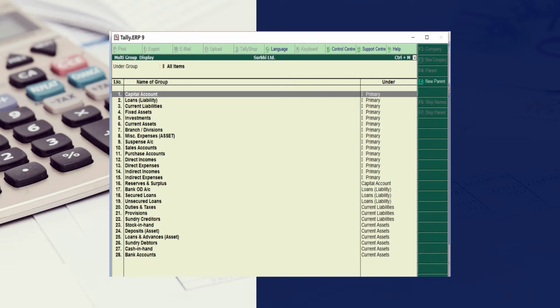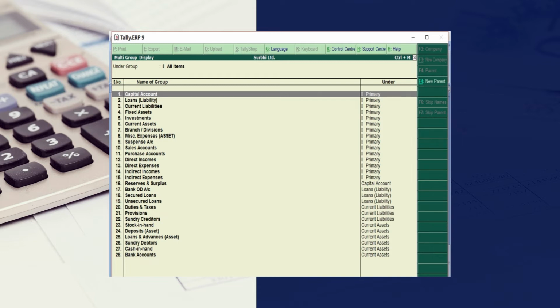Now comes the other items, reserves and surplus. Reserves and surplus will be classified under capital account because these represent basically the part of the owner's capital. Then there is a bank OD, means bank overdraft. Bank overdraft is a loan liability. Then there are secured loans, then there are unsecured loans. Both are classified under loans liabilities.